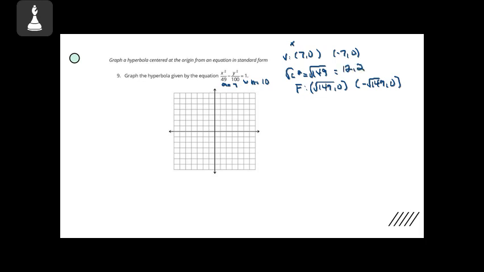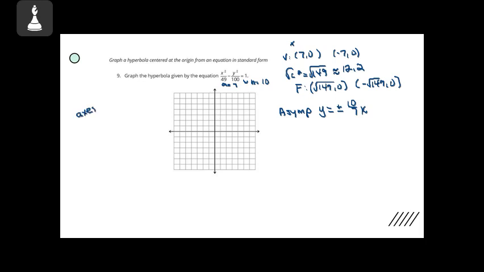And then the last thing I need are my asymptotes. When x is first, we put b over a. So y equals positive or negative 10 over 7x. All right, so here's how we're going to do this. I'm going to scale my axes by 2, so my axes are going to be by 2s.